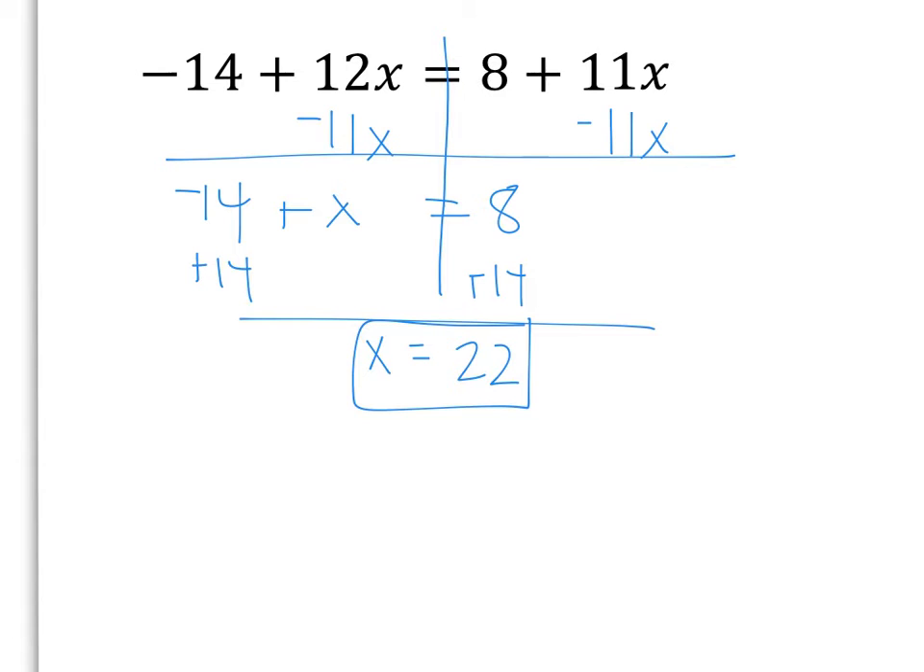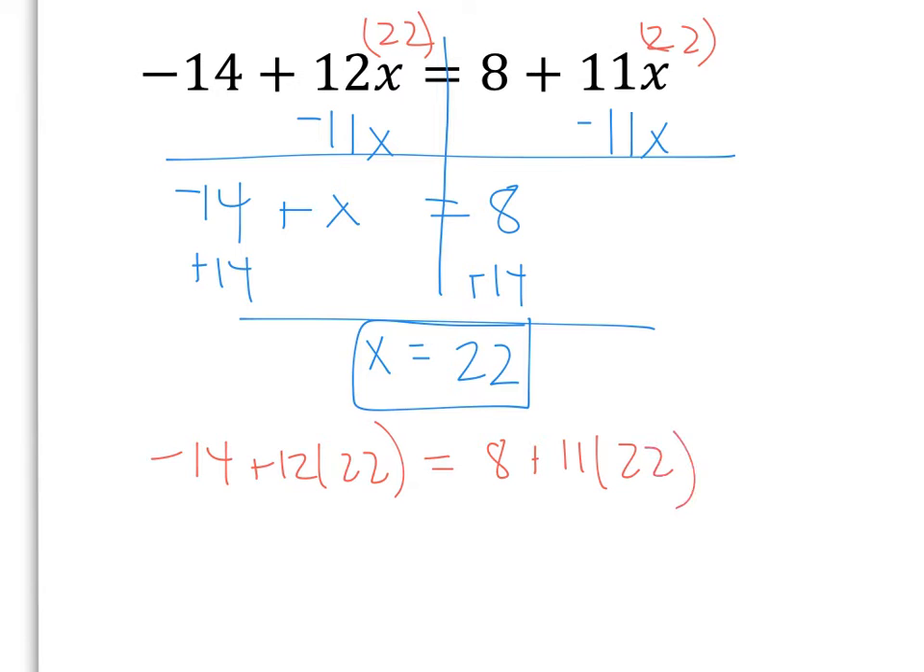And then to check my work, I could substitute 22 back in for x here, and plug that in, and then double check my work on my calculator to make sure that this holds true. And when I check my work, if I have negative 14 plus 12 times 22, that better equal 8 plus 11 times 22. And negative 14 plus 12 times 22 comes out to be 250, and 8 plus 11 times 22 comes out to be 250, so we know that we're correct. And that was by checking our answer.